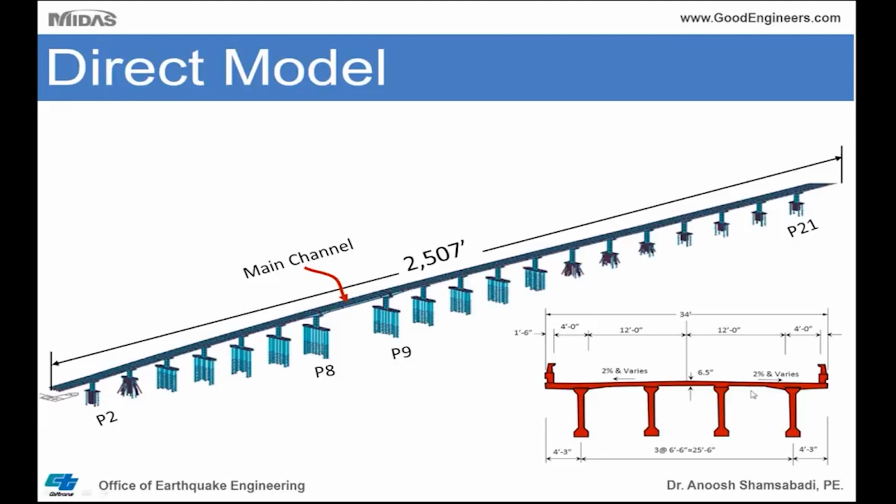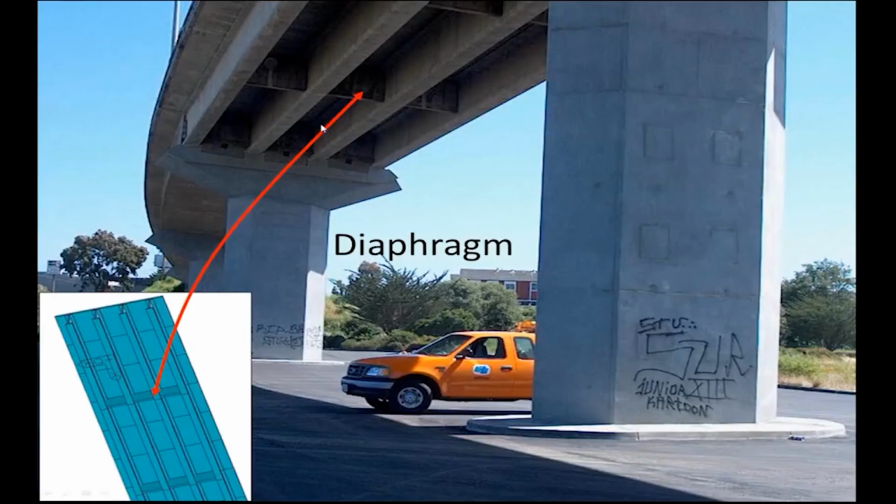This is a schematic cross-section of the bridge, which is 34 feet wide. It has about 4 pre-stressed beams, and the length of the bridge is about 2,500 feet. For the detailed model, this is a snapshot of the Midas model also. You can see the beams here with the diaphragm in between. These are also included in the Midas model.